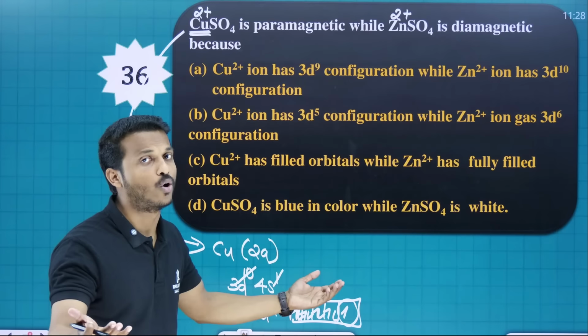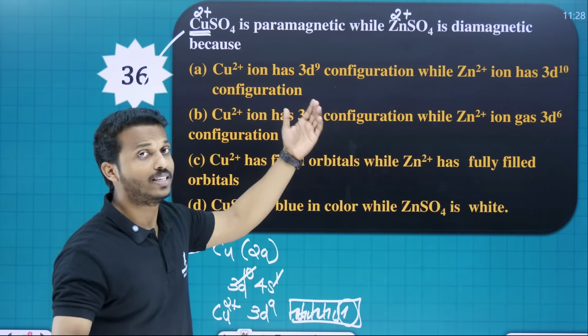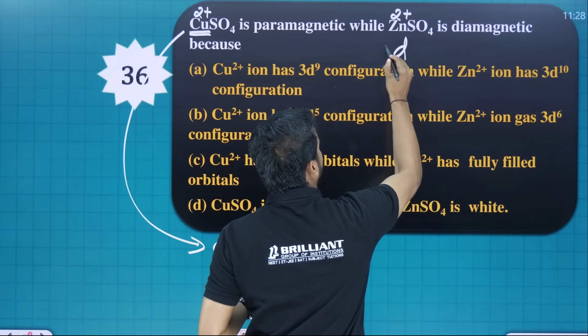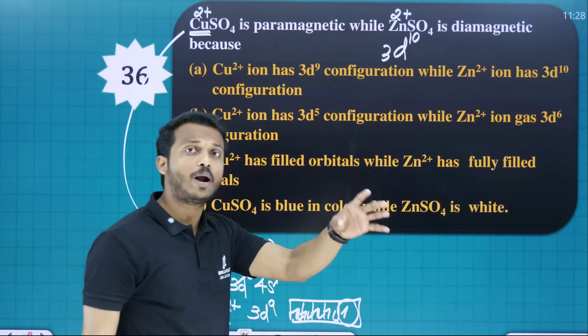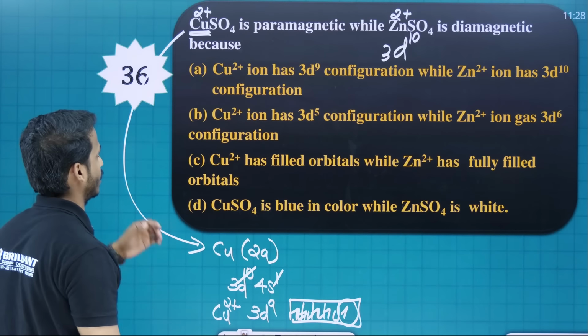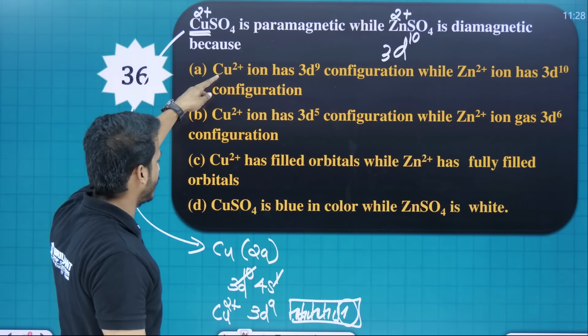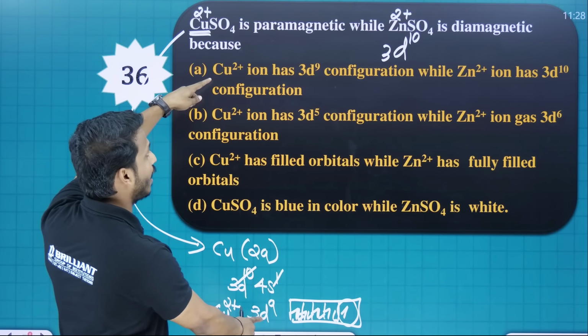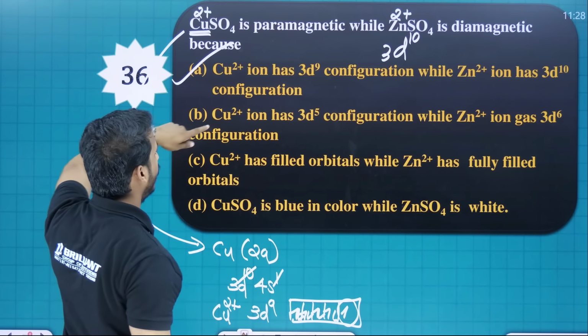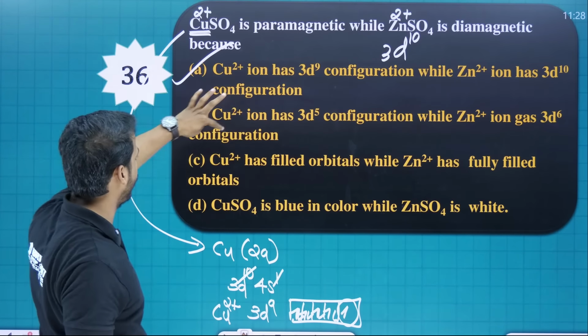But in the Zn case, Zn in ground state and in Zn2+ state also has no unpaired electron. It is 3d10. So no unpaired electron means they cannot show d-d transition. So it is colorless. So what you can say? Cu2+ ion has 3d9 configuration while Zn2+ has 3d10 configuration. Yes. 3d5, no. Copper 2+ has filled orbital, no. Copper sulfate, no. Right.